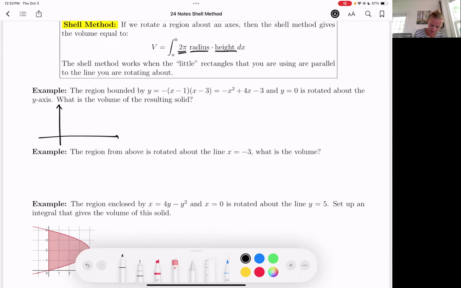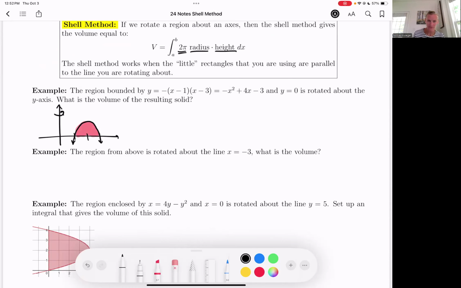This is going to be a parabola that opens upside down and crosses at 1 and 3. So this is a parabola, not a circle. So this is the region I'm working with. We're rotating this about the y-axis again.